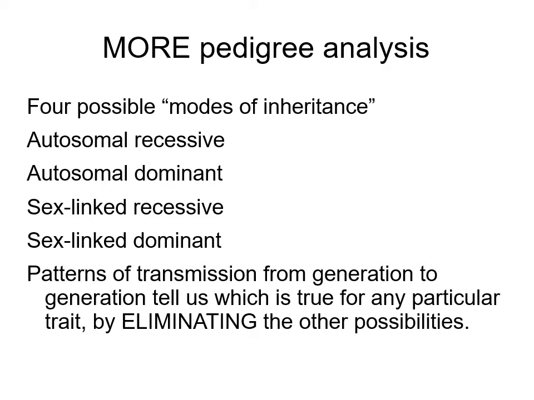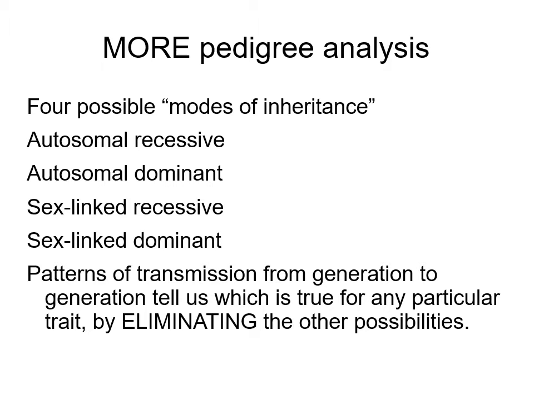Okay, so we're going to start this morning with just some more practice to deal with pedigrees. It's not that bad once you figure out the few simple rules of what you should look at and how to interpret what you see. So, okay, we're going to consider 4 possible modes of inheritance. These are autosomal recessive, autosomal dominant, sex-linked recessive, and sex-linked dominant.